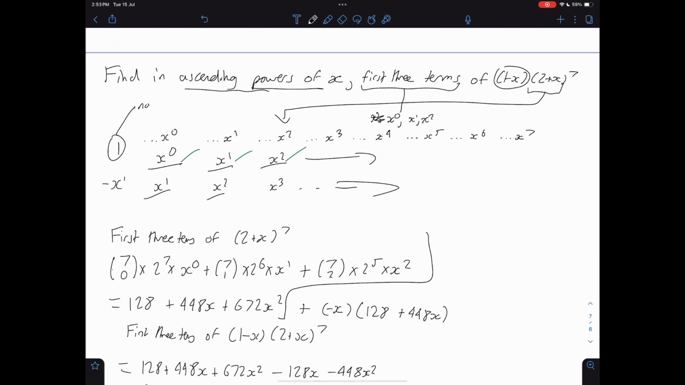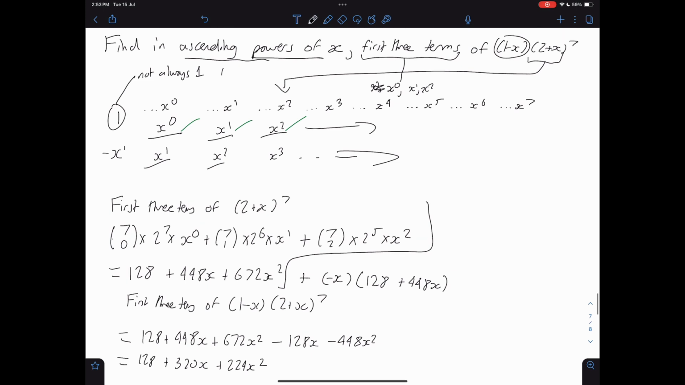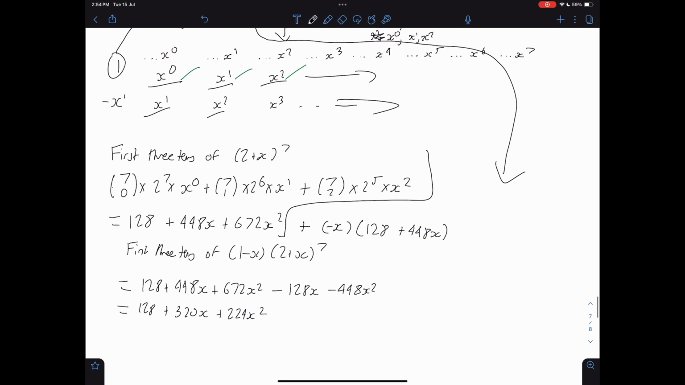This one here isn't always going to be 1, and so they're not always going to be the same as the one in your big expansion, so you just have to be mindful of that. Say if it was 2, you'd have to multiply 2 by 128 and by 448x and by 672x squared. And then you'd add on your minus x multiplied by 128 plus 448x.